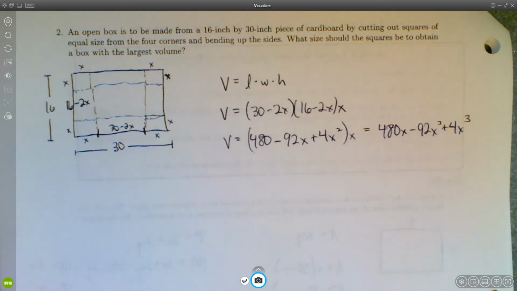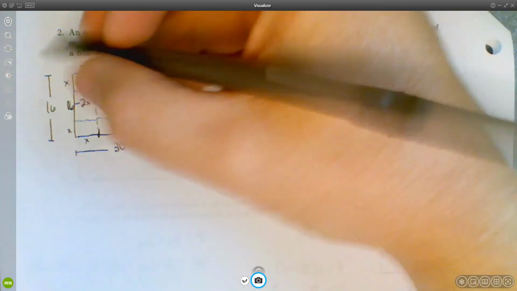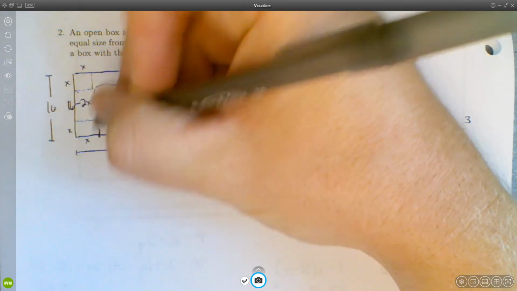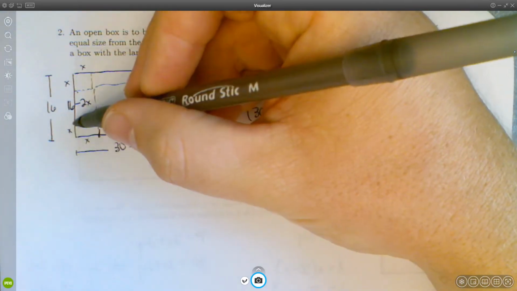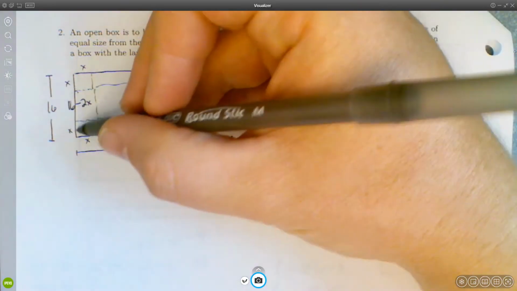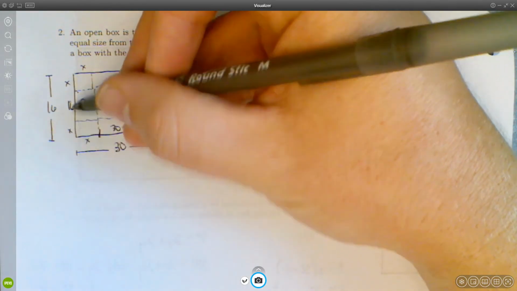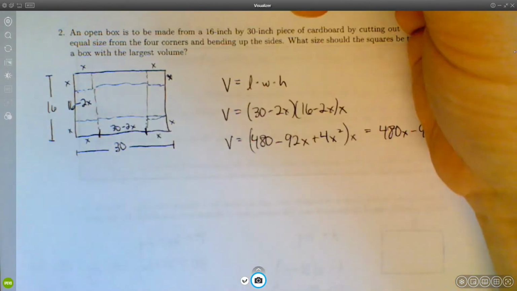Okay. The next thing I'm going to want to do is find the restrictions on x. Once again, x is a length, so x has to be greater than 0. We also know that x is the little piece that we're cutting out from each corner. This entire side is 16, the smaller of the two sides. So x could be 5, then we would cut out 5-inch pieces from each corner, and we would be left with a 6-inch piece in the middle.